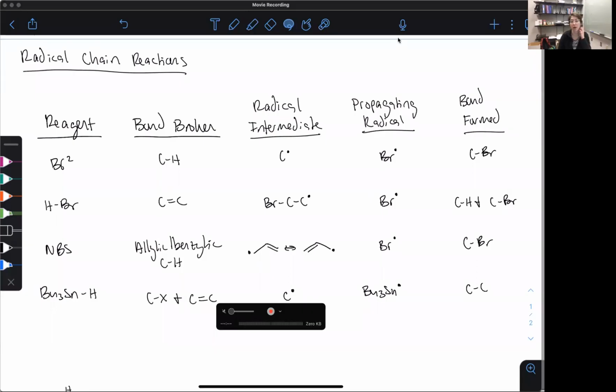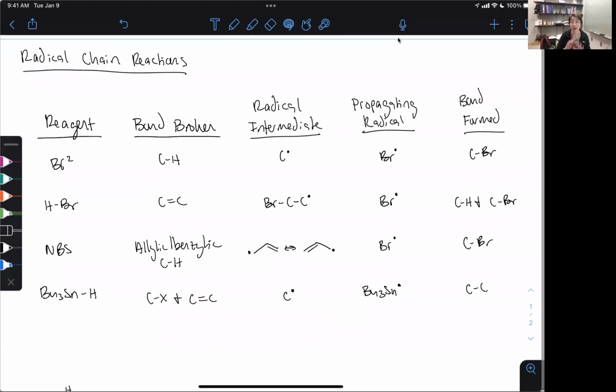Everybody, I'm going to go over radical chain reactions, which are the next little section that we're going to cover. So I'm going to do an overview of the reactions that we're going to see this week. I broke them down by reagent and what we're going to be seeing. We're going to talk more about radicals and how they're used, but you'll get the swing of things once we start talking about the mechanisms.